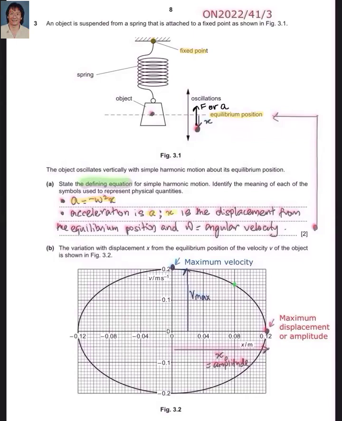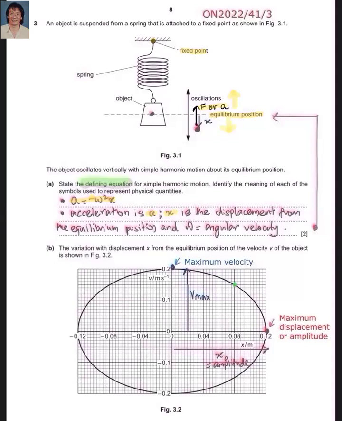The minus sign in the equation tells you that F and a are measured in the opposite direction to x from the equilibrium position. That means when your F and a is acting upward, your x is measured downward from the equilibrium position.